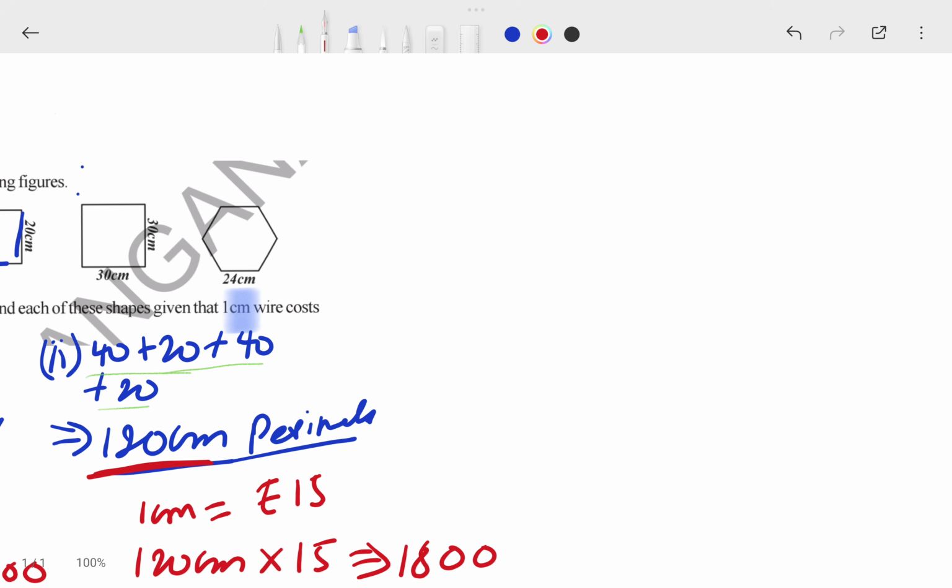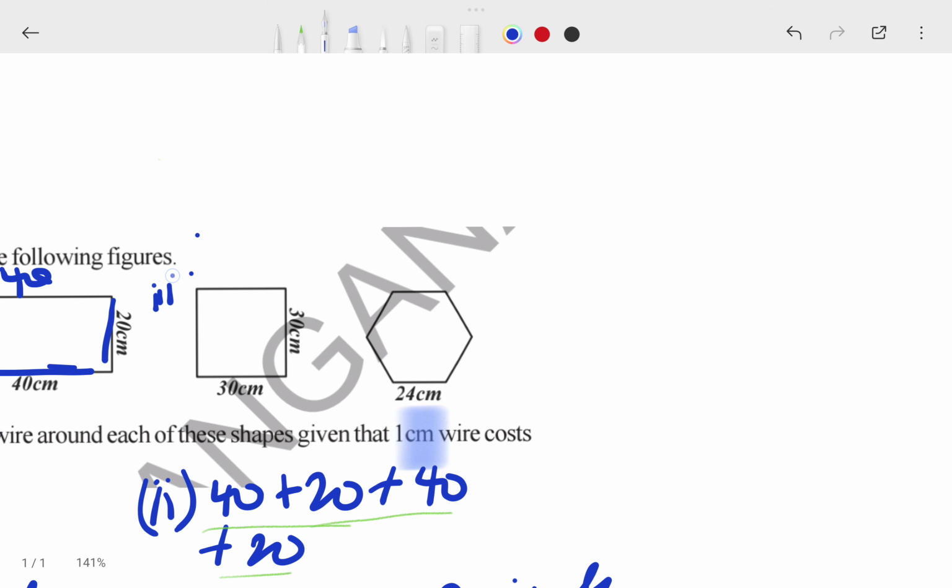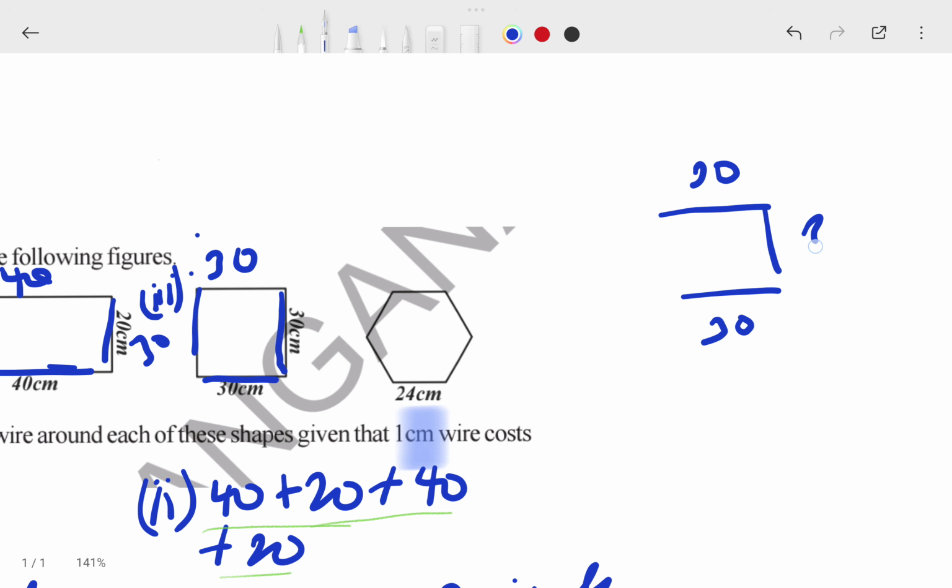Right. So let's talk about the third question. In this one, this side is 30, then the upper side will also be 30. This is 30, which means that side is also 30, because this is opposite to this one, and this is opposite to this one.